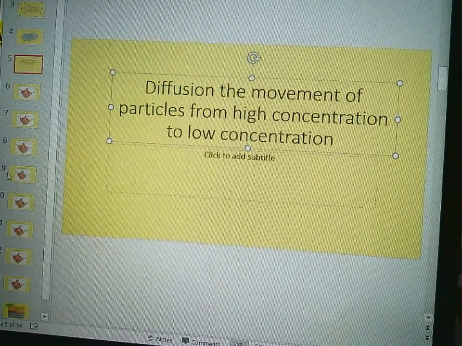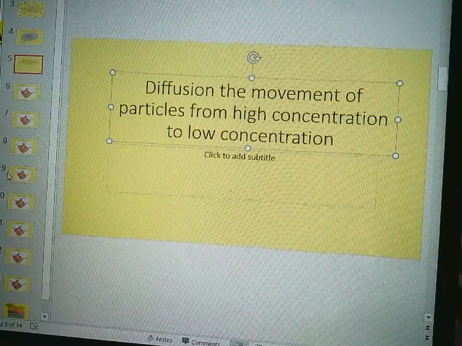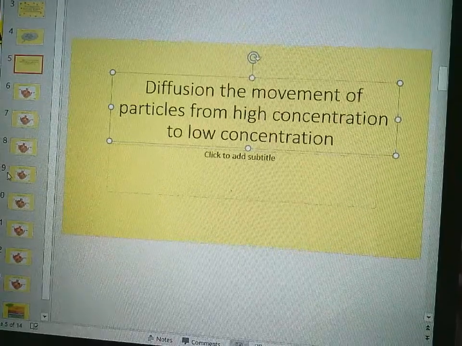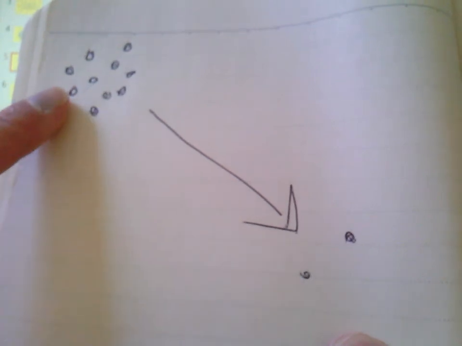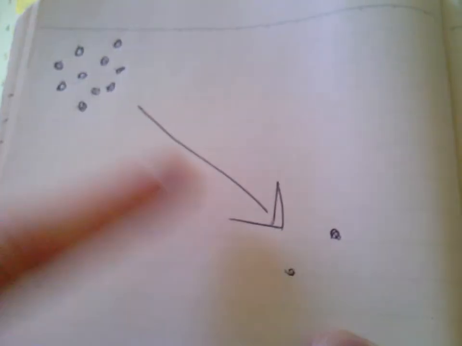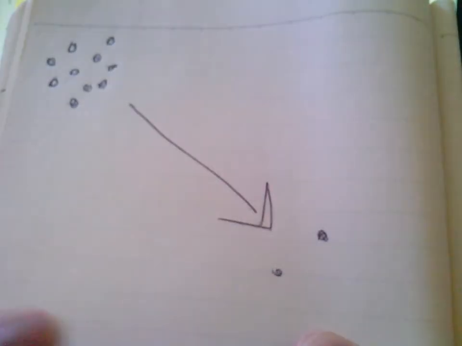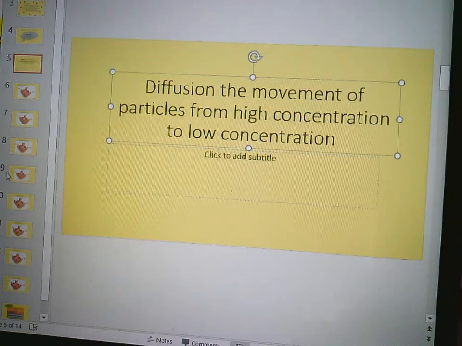Now when we say high concentration we mean where there's lots of them, and when we say low concentration we mean where there's not many of them. So my example here, this is the high concentration and this is the low concentration. That's where there's lots of particles, that's where there's not many. They will spread out in this direction until they are all evenly distributed or placed. Okay, so diffusion, the movement of particles from a high concentration to a low concentration.